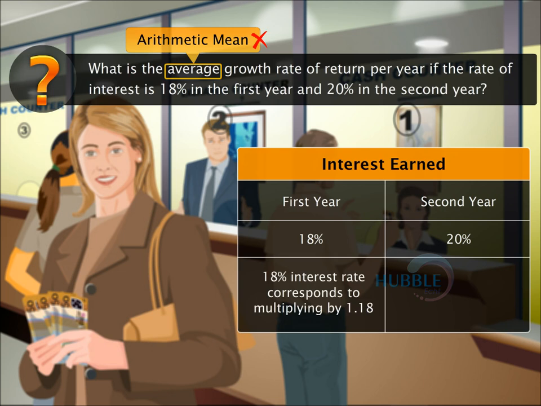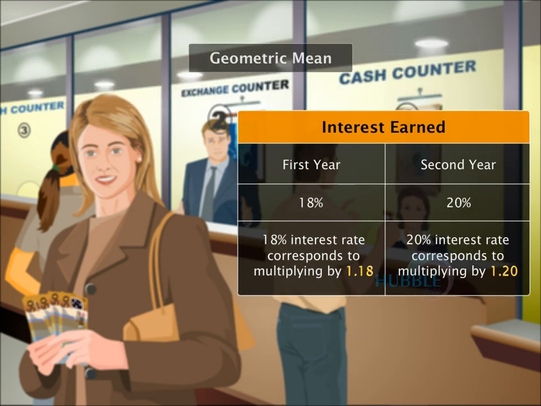The reason for this is that applying an 18% rate corresponds to multiplying the sum invested by 1.18 rather than using addition. Likewise, applying a 20% rate corresponds to multiplying the sum invested by 1.2. In these cases, the average rate of return is calculated using the geometric mean and not the arithmetic mean. Let's look at the geometric mean and how it is computed.